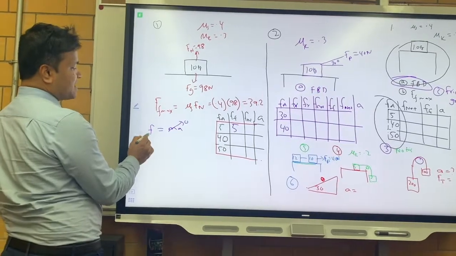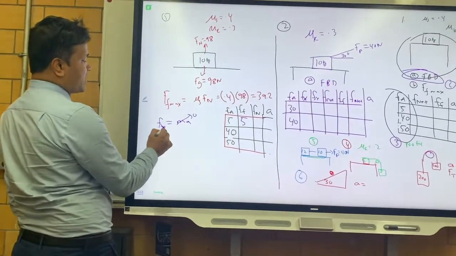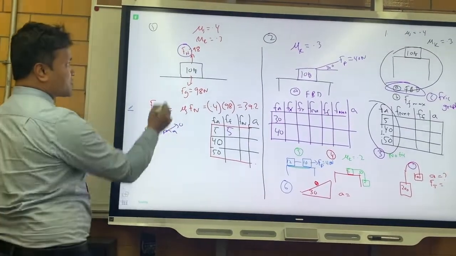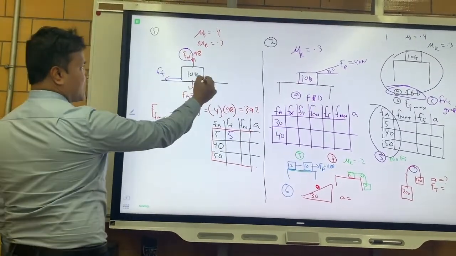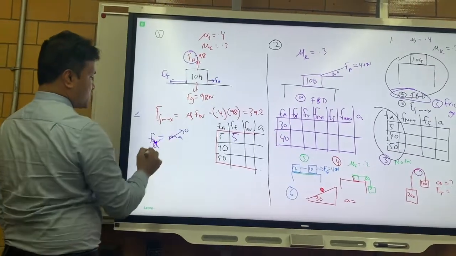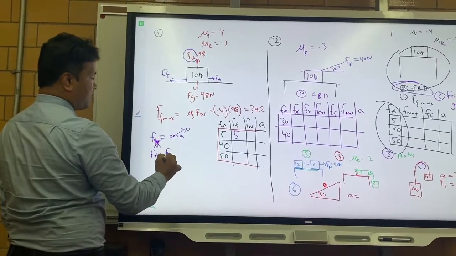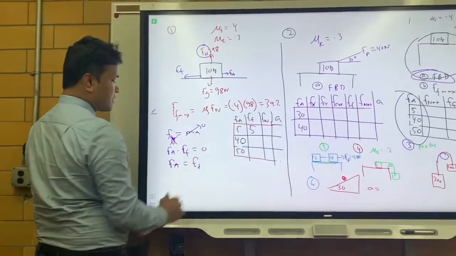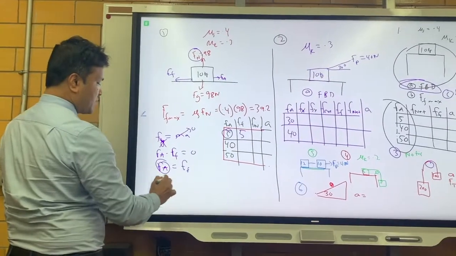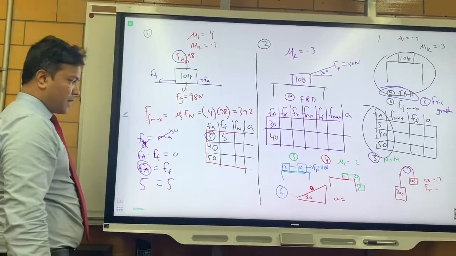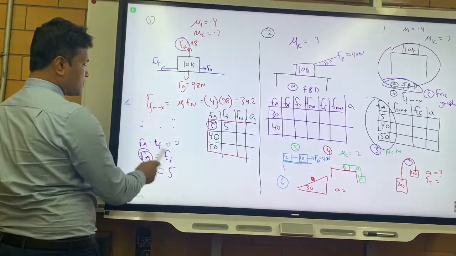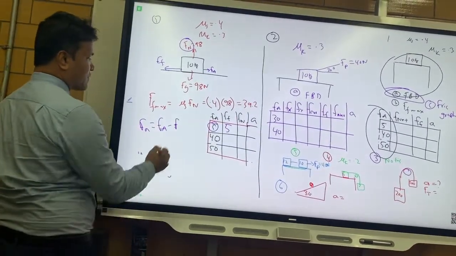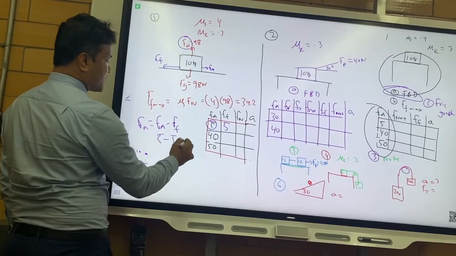So in the x direction, how many forces are acting on it? Ff and Fa. So Fa minus Ff is equal to 0, right? So Fa must be equal to Ff. So if Fa is 5, Ff must be 5. Okay, so that's it. Now net force is equal to applied force minus force of friction. So 5 minus 5 is 0.